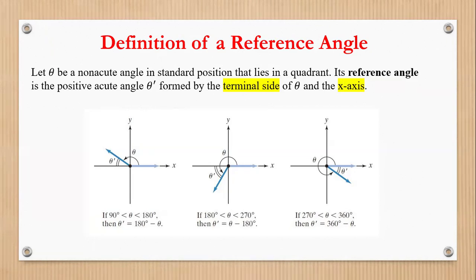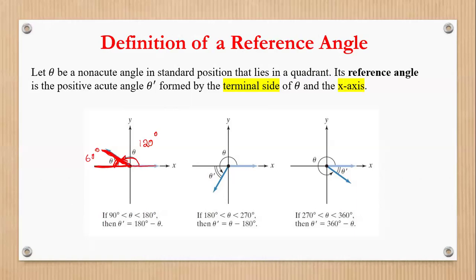So imagine there is an angle in the second quadrant like this one. That's angle theta. To find the reference angle, I need to find an angle between the terminal side and the x-axis. So that's the reference angle. For example, if this angle is 120, the reference angle is 60 degrees because altogether gives you 180.